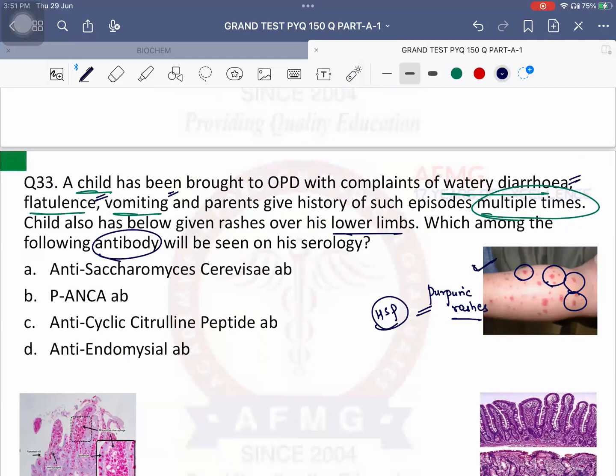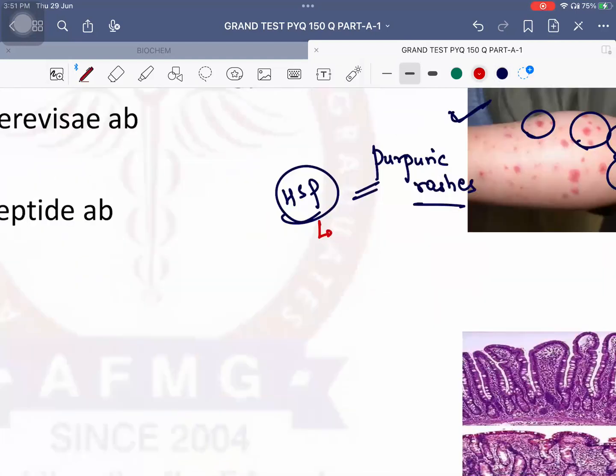But Henoch-Schönlein purpura is which disease? Usually it is due to which antibody? It is an IgA related disease, and we have discussed a number of times that a lot of IgA related diseases can occur together. One is a small vessel vasculitis known as Henoch-Schönlein purpura. Another is a malabsorption syndrome known as celiac sprue, also known as celiac disease. Third is a nephropathy known as IgA nephropathy, also known as which disease?